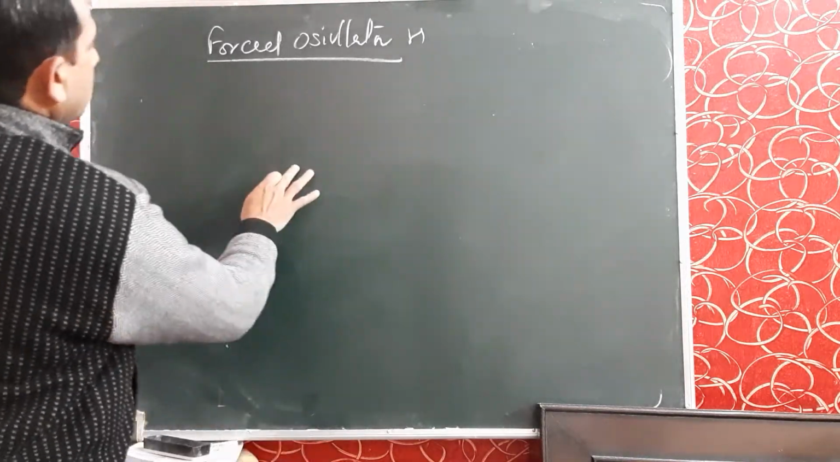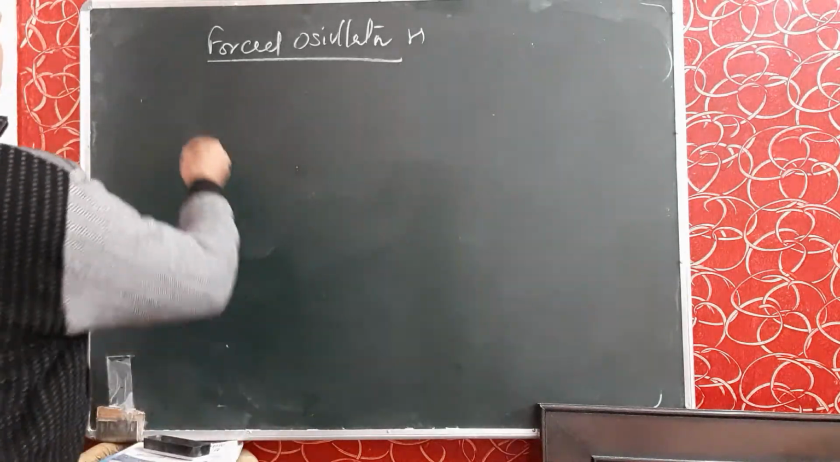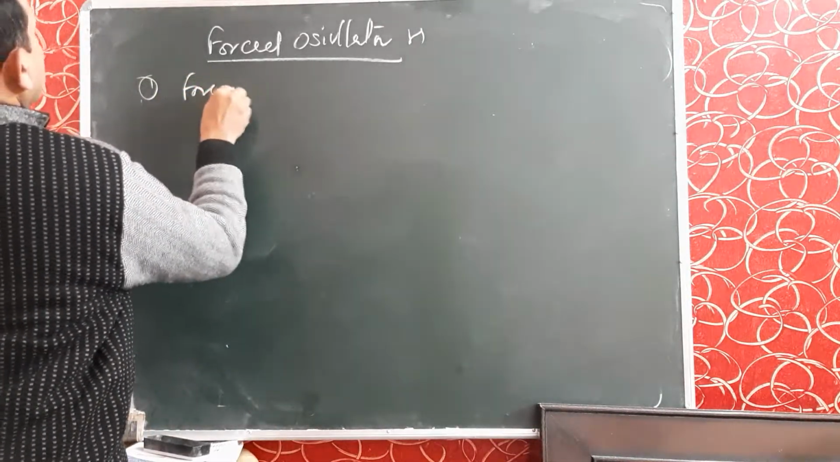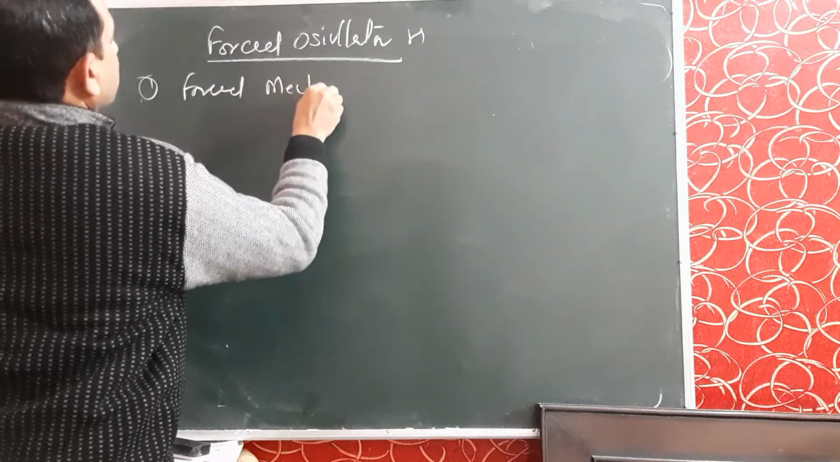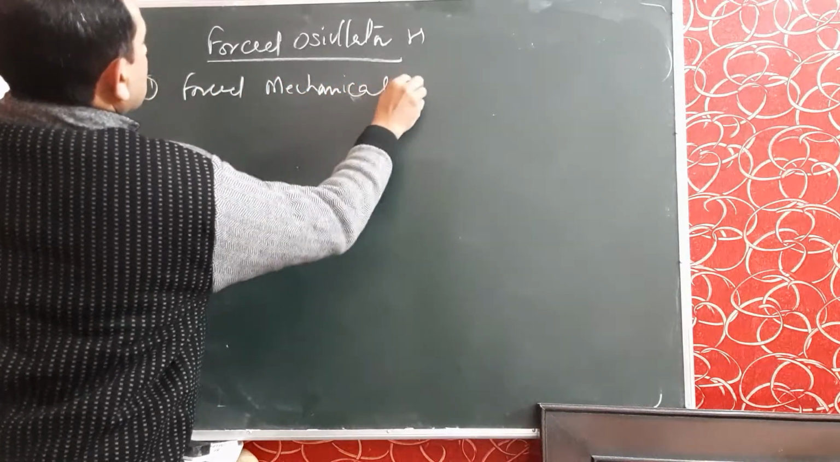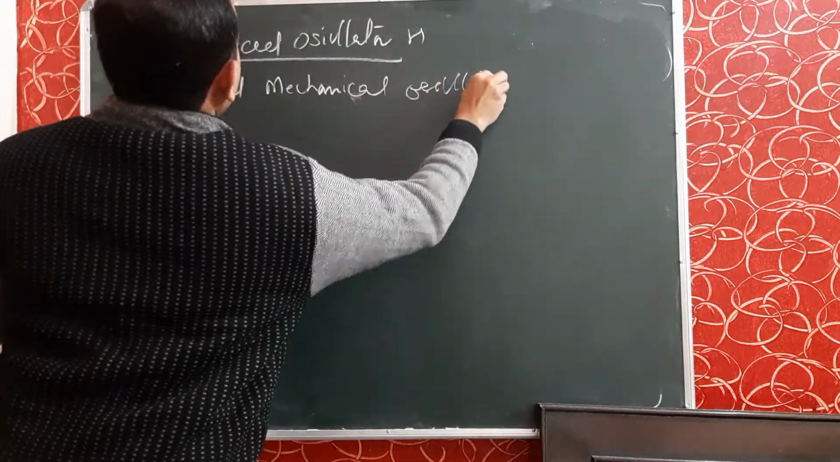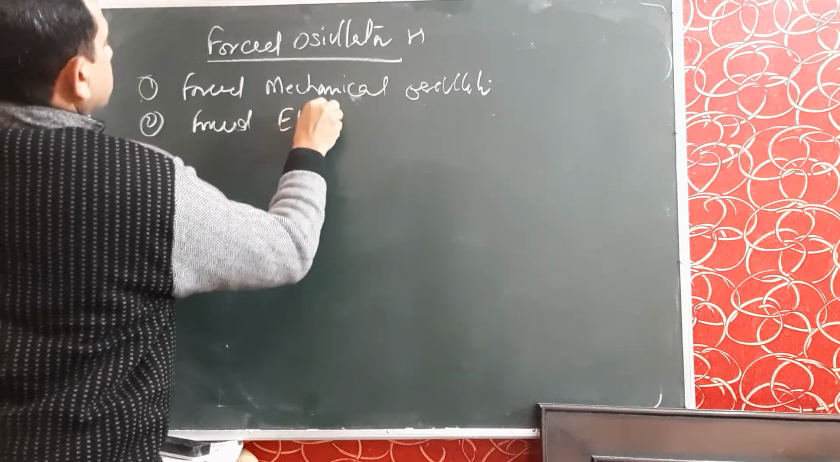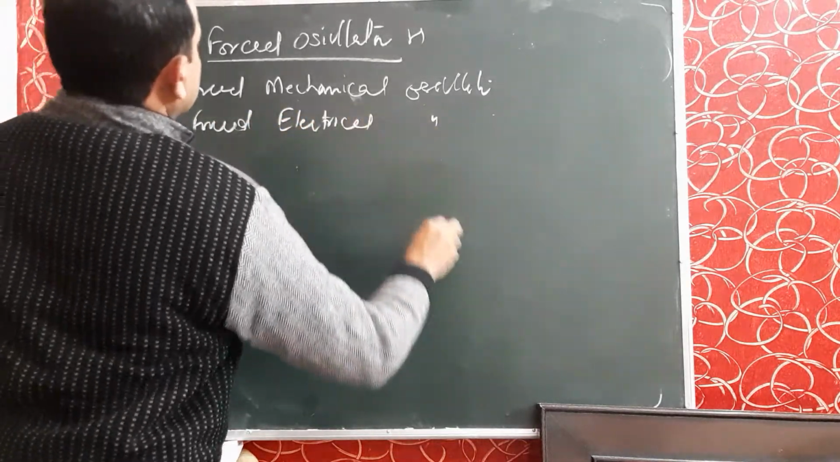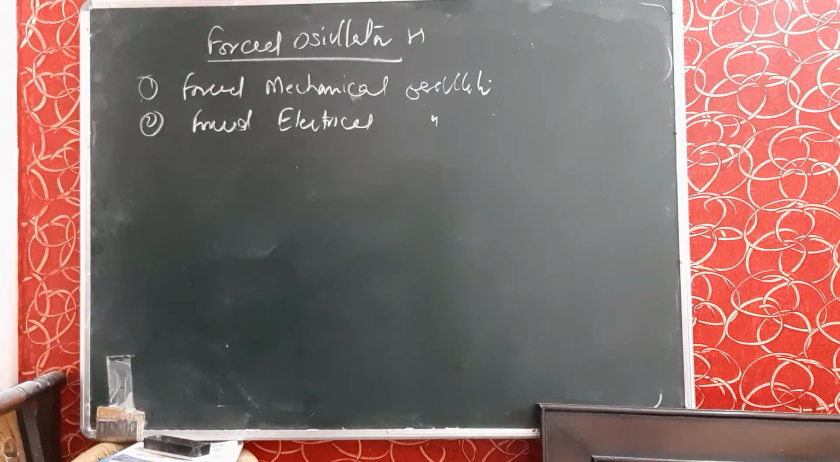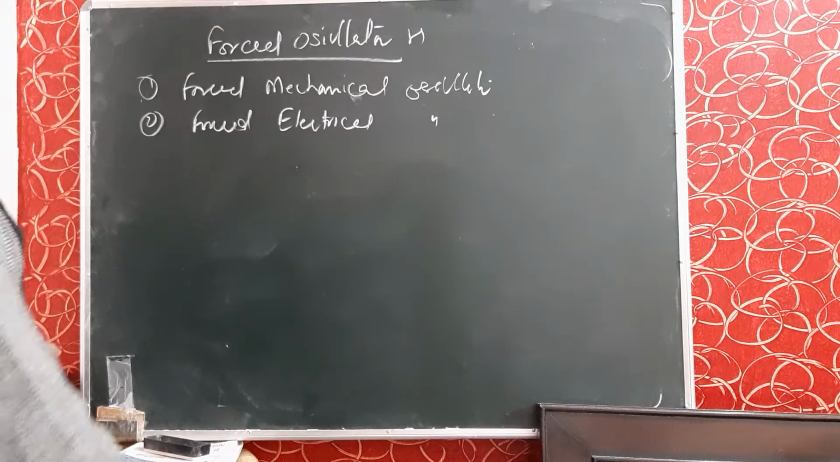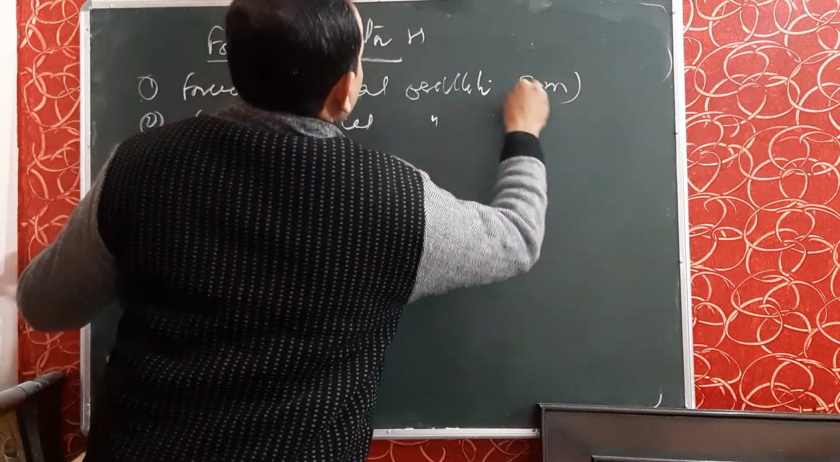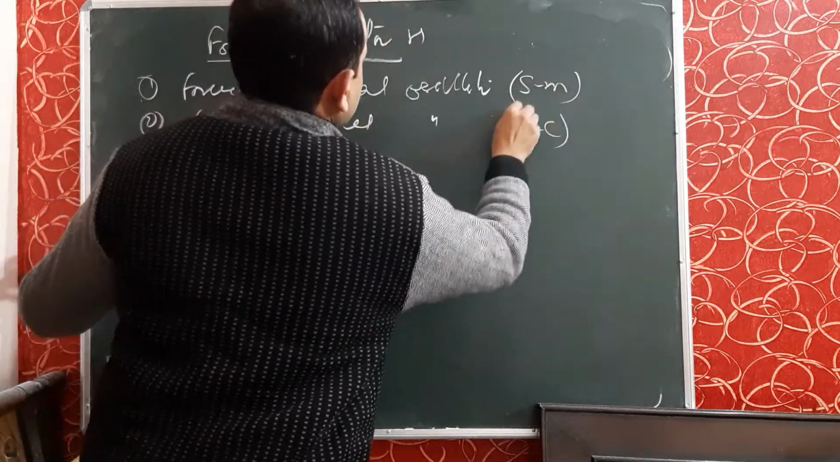So, we will discuss two types of forced oscillators. First one, forced mechanical oscillator. And second one is forced electrical oscillator. So, what is mechanical and electrical? These are oscillators which we have already discussed in the previous chapters. Mechanical means spring mass. Electrical means LC circuit.